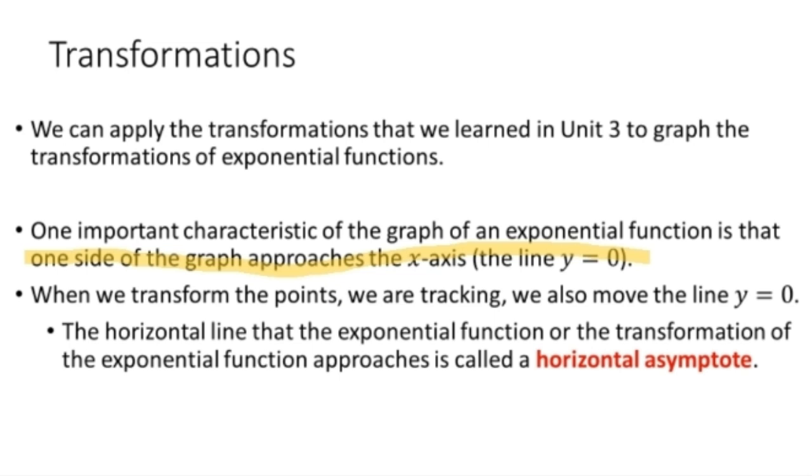Because the line y equals 0 helps with the shape of the graph, when we transform the points, we also want to move the line y equals 0 as if it was a point. Now, the horizontal line that the exponential function or the transformation of an exponential function approaches is referred to as a horizontal asymptote. So in our basic functions f of x equals b to the x, the x-axis or the line y equals 0 is a horizontal asymptote for the function. Horizontal asymptotes have to be moved when we're applying the transformations. That way we maintain the proper shape.